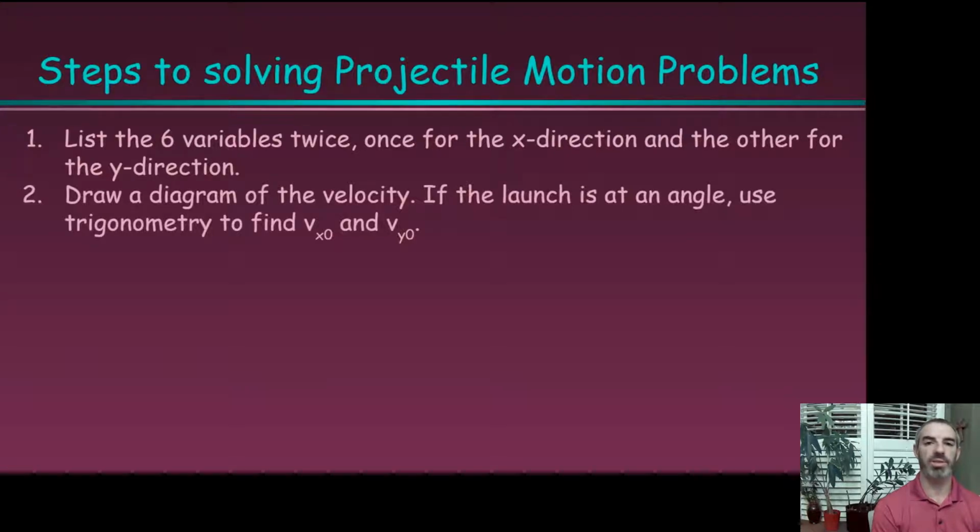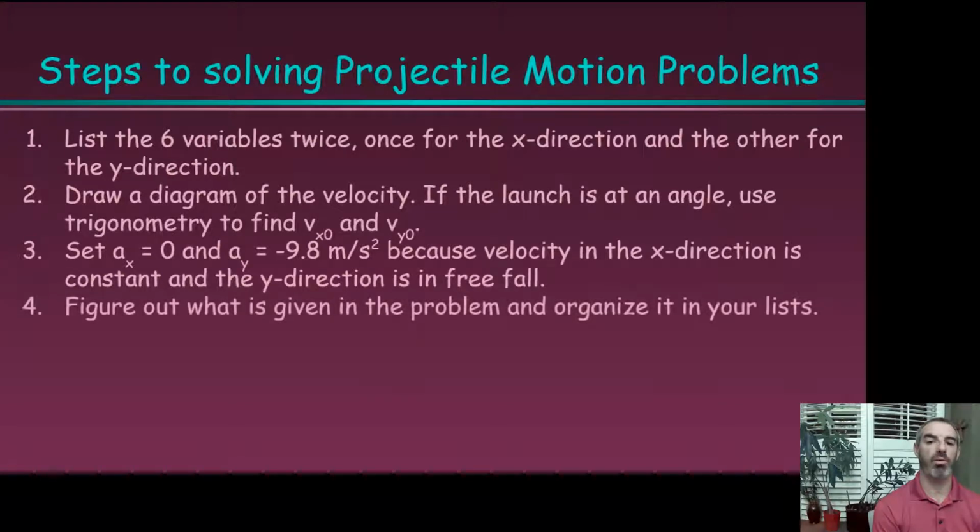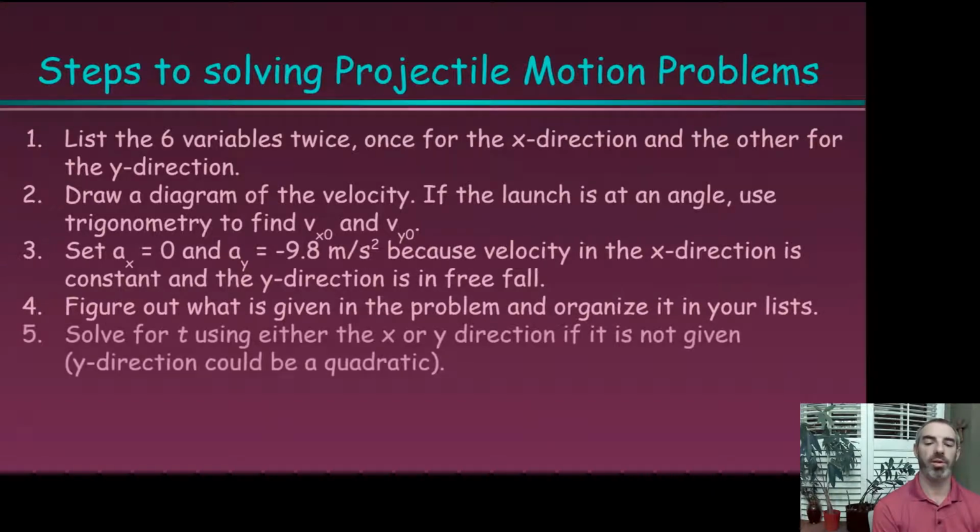If the launch angle is anything other than 0, then we have to use trigonometry to find the initial x and y velocities. Then you're going to set the accelerations equal to 0 in the x direction and negative 9.8 meters per second squared in the y. We learned from the previous video that the x direction is constant and the y direction is in free fall. Then you pull information from the problem to fill in your list.